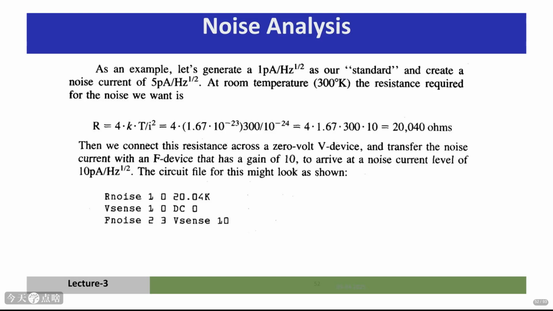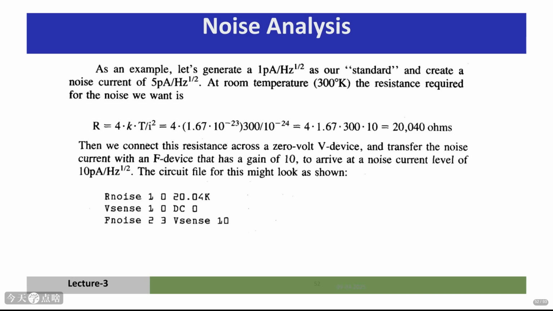Let's walk through an example. Suppose we want to generate a noise current of 10 picoamps per square root of hertz. We know the desired noise current, In equals 10 pA per square root of hertz, and we want to find the resistance R needed at room temperature, T equals 300 Kelvin. Rearranging the formula In equals the square root of 4kTB divided by R, we solve for R. Plugging in the values, we find R approximately equals 20 kiloohms.